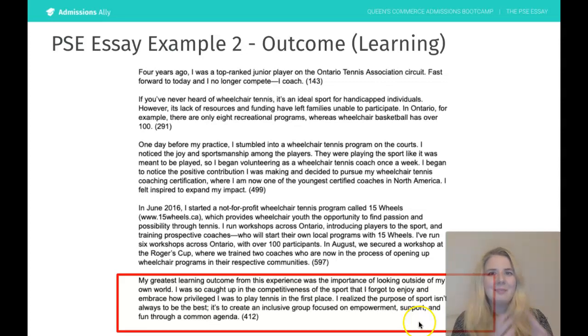This learning outcome really makes the admissions readers say, wow, this is the next level. This shows that they didn't just take a surface level learning. They actually looked inside themselves, recognized perhaps their own downfalls, that they had been so focused on being competitive, being the best, that they forgot to actually look at the bigger picture. And this is something that they're going to be able to use, this learning, and apply it to other areas of their life. So this is exactly the type of format that you're going to want to use in your essay.